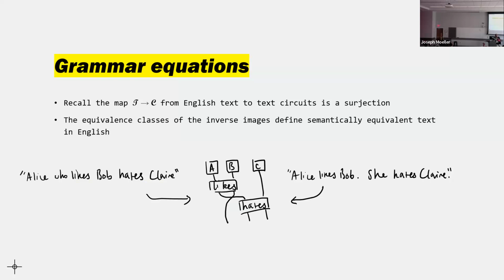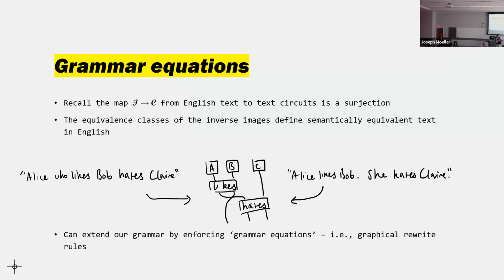Okay, and since this map from English text to text circuits was a surjection, you get these equations between expressions in natural language, essentially, by taking the equivalence classes of the inverse images under this map, right? We already saw that, where you have different sentences in English which map to the same circuit, and so we consider them semantically equivalent. And then you can do cool things like extend this grammar by enforcing additional equations between things that you think should be semantically equivalent, and these correspond to adding more graphical rewrite rules into your system, from which you can build more proofs.